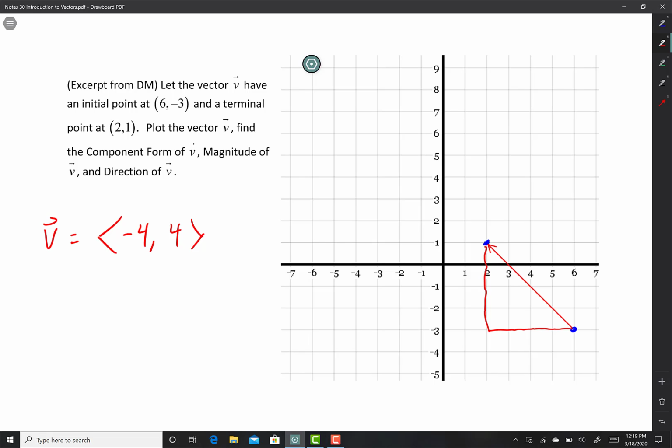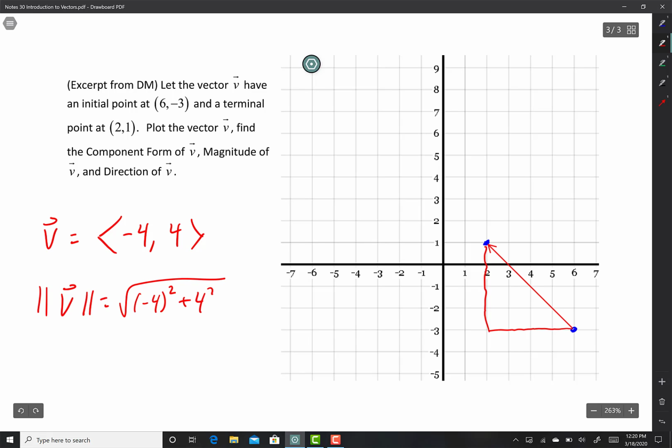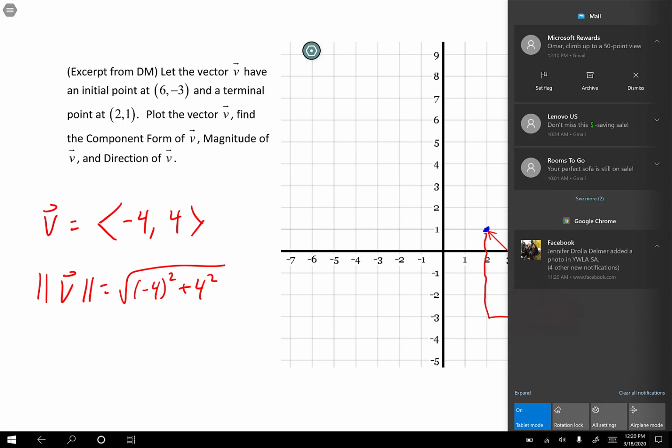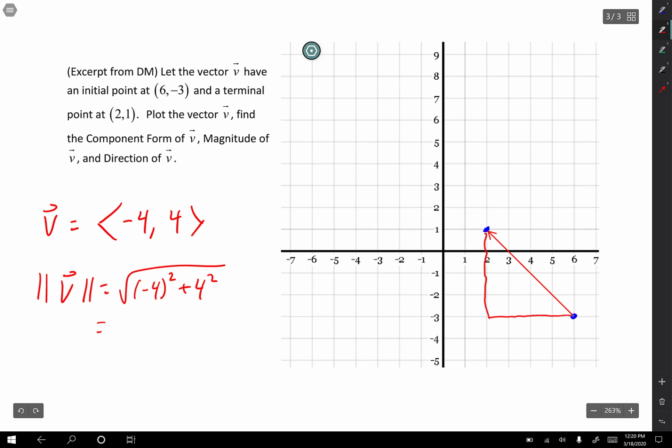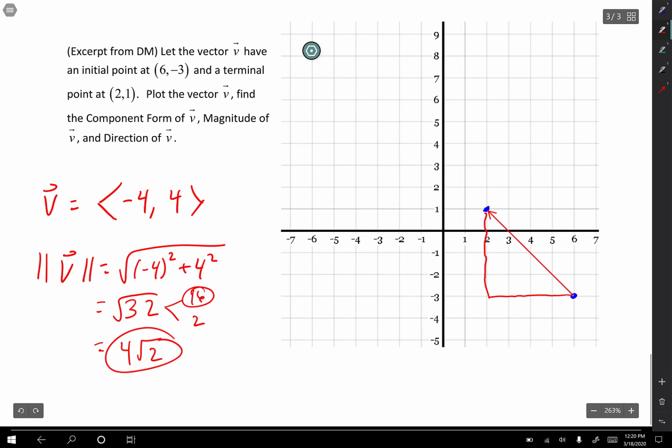Now I want the magnitude of it. Let me do it with math symbols. The magnitude of V is nothing more than the square root of negative 4 squared plus 4 squared. So 16 plus 16 is 32, and I still have the square root of that. The square root of 32: remember that I can get this by going 16 times 2. The square root of 16 is 4, so I have 4 square root of 2. So there's my magnitude. And then finally the direction.